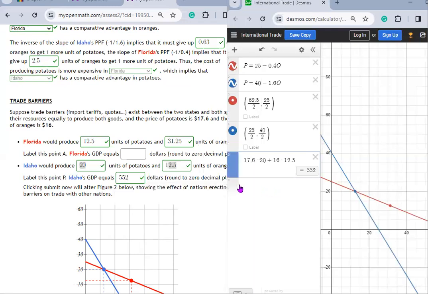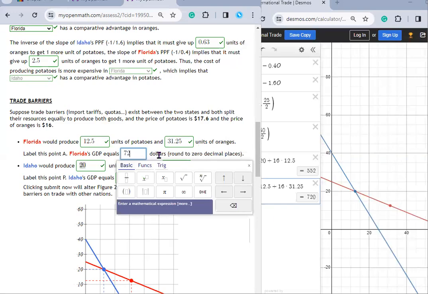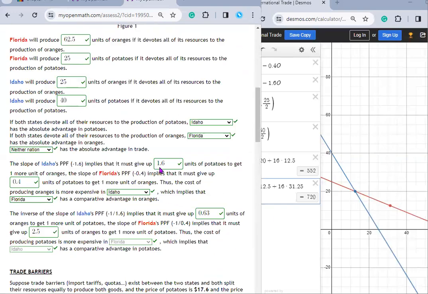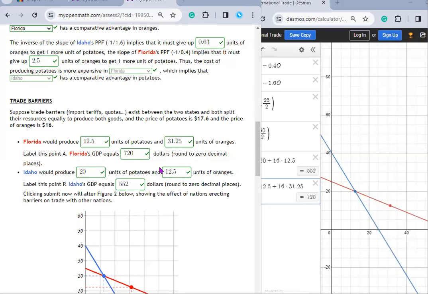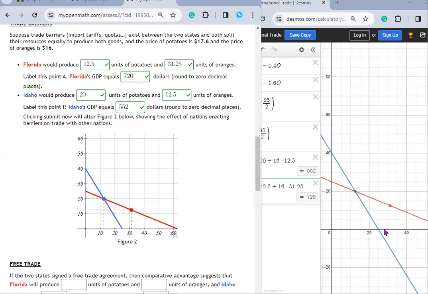All right, what about Florida's GDP? Well, I'm going to copy this. The first number are the prices. The second number are the quantities, right? So Florida produces 12.5 units of potatoes and 31.25 units of oranges. And so its GDP or its output is valued at $720. Okay, so that's our base scenario, right? Where there's no trade, these two nations don't engage in trade. And you can see in our graph here, we got the same graph as we do in Desmos, right?